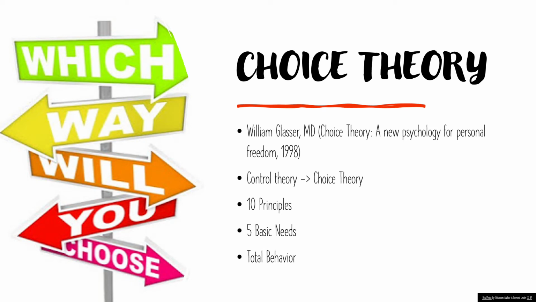Okay, so now I want to talk about choice theory. I'm just going to give you a little bit of information about choice theory. It was developed by William Glasser. He published the information about choice theory in his 1998 book, Choice Theory: A New Psychology of Personal Freedom. I think that title is very powerful.